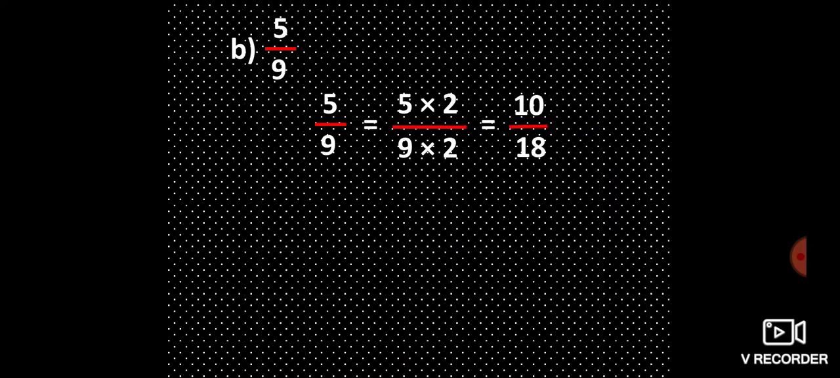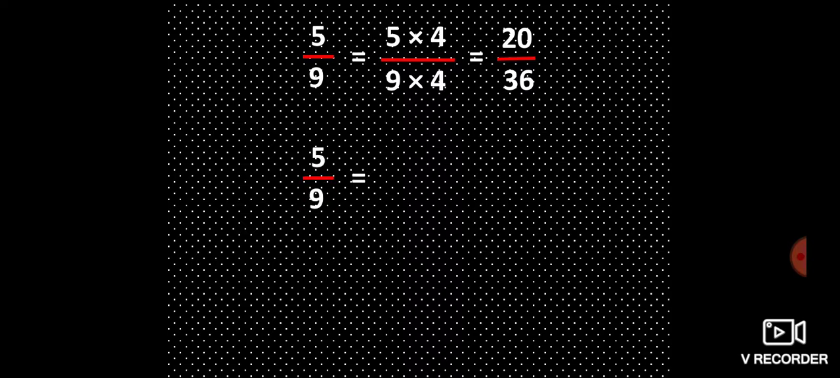Next we take 3. 5 into 3 by 9 into 3 equal to 15 by 27. Next we have to take 4, the number 4. 5 into 4 by 9 into 4. We take the same number, so that you don't forget. 5 into 4 is 20. Then next, 20 by 36.